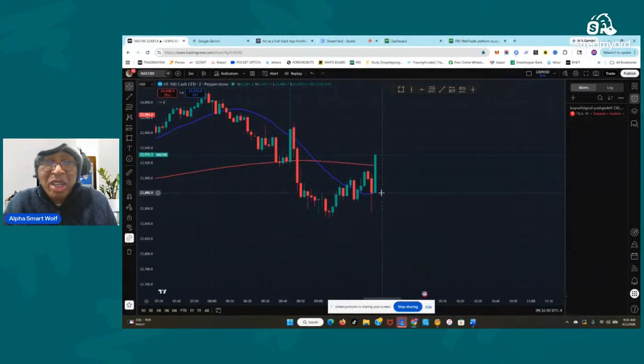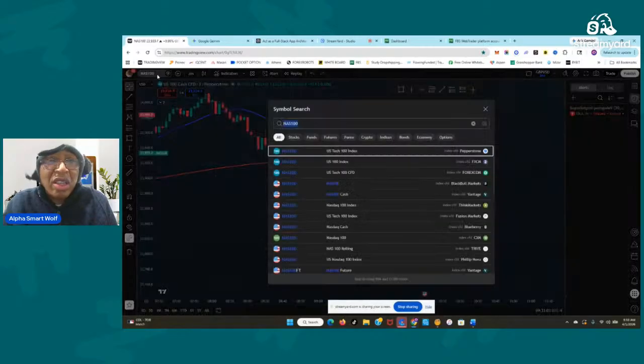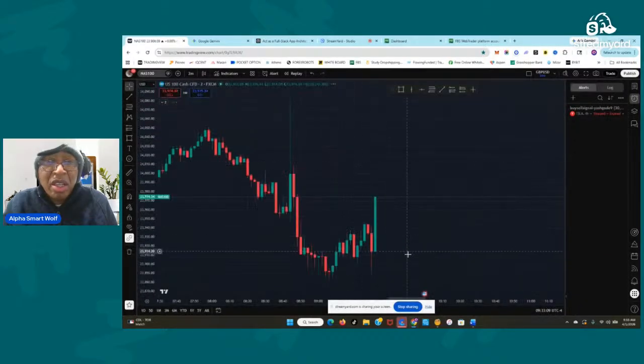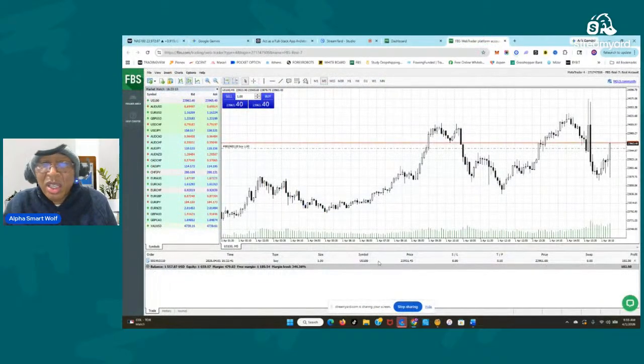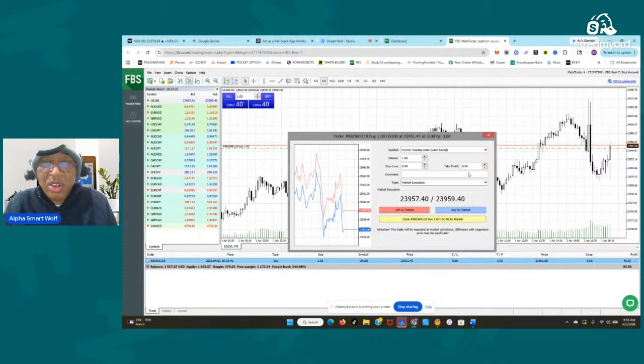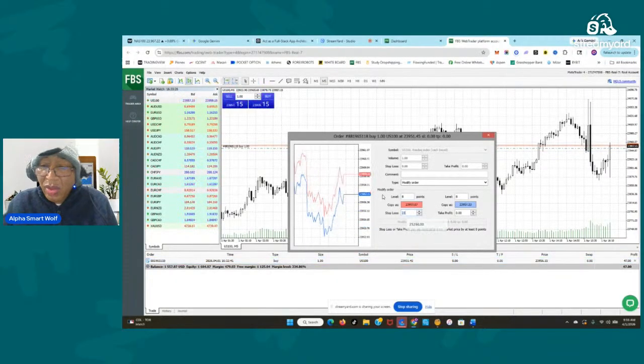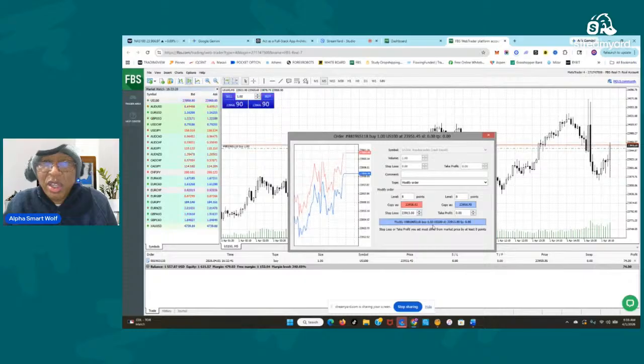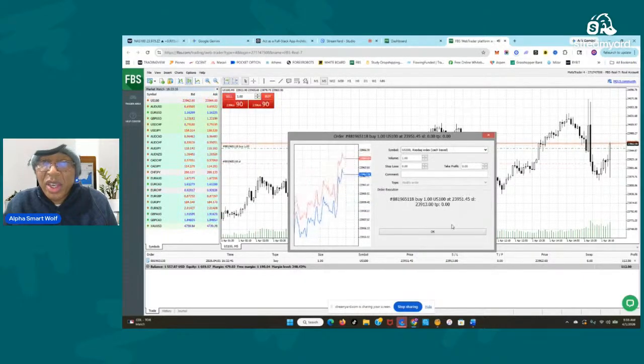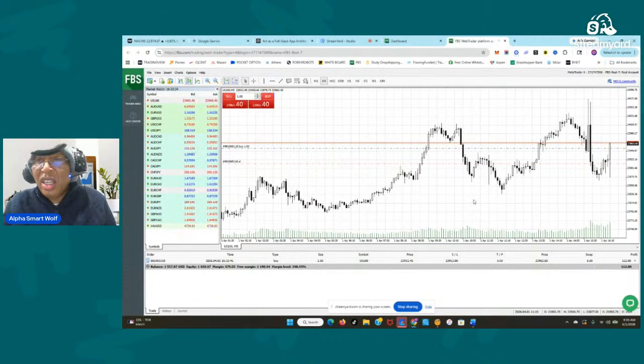Which one is our stop loss? Here is our stop loss, guys. 23,880. Let's go back and see. Yep, this is our stop loss here at the bottom of the candle. 23,913. No, we need to modify this. 23,913 is our stop loss.